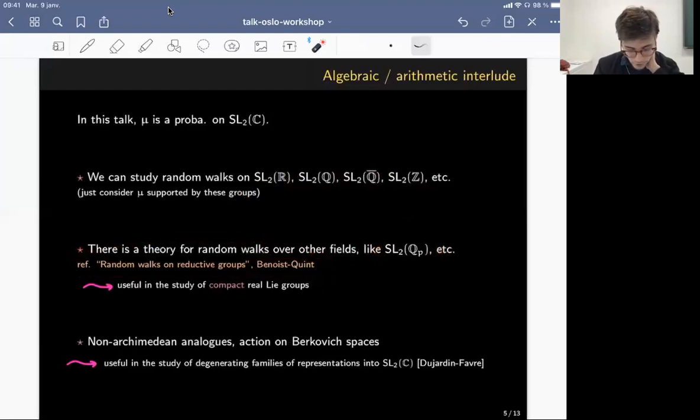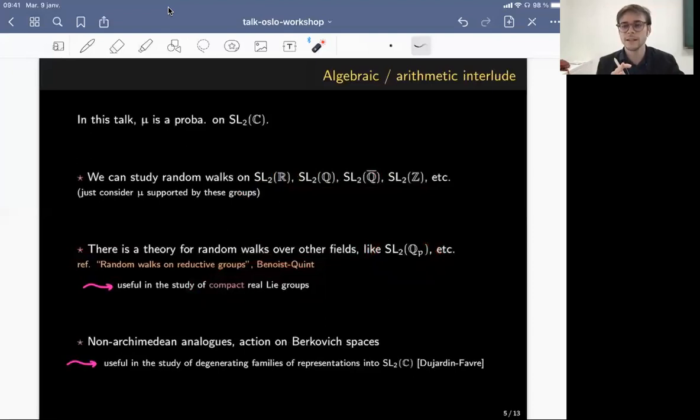And what is quite interesting, something that I learned recently, is that this theory here is useful to study even the case of compact Lie groups. So remember from the last slides that compact groups are not allowed in the definition of non-elementary measure because the norms don't grow. But it's interesting that if you go to another base field, something that is isometric over C can be dilating over Qp.